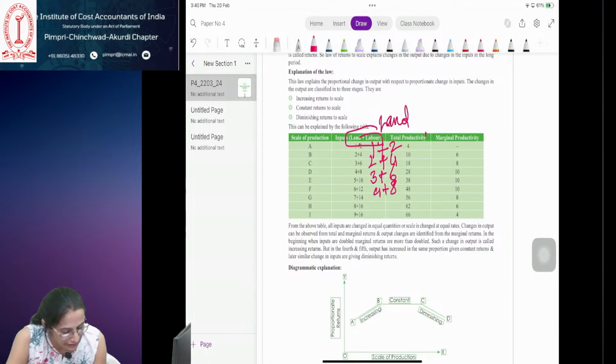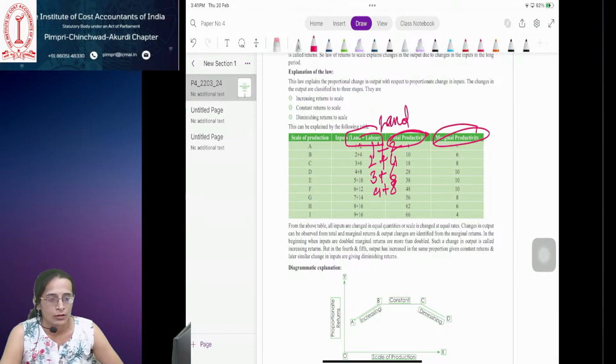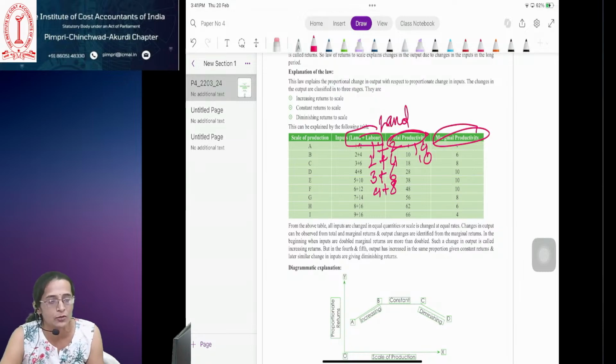What impact is it bringing on the total productivity and marginal productivity? Naturally, when we increase the input, the productivity will increase at the start, right? If we increase the amount of raw material, the output increases, right? Naturally, at the start, the total productivity will increase. So it is increasing from 4 to 10 at an increasing rate. You can see 4 directly becoming 10. So the margin is 6 here. The margin is huge at the start only, right?